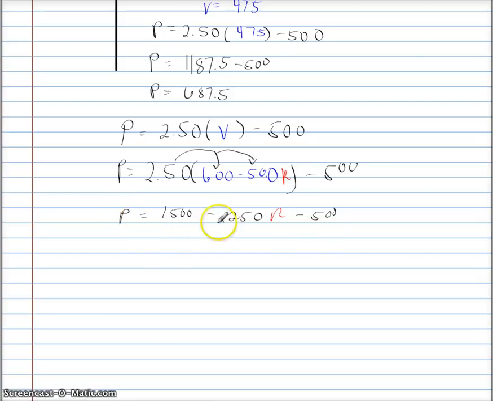Now I don't want to do this. There's so much going on. I'm going to combine this one and this one together. So positive 1500 minus 500. My profit is 1000 minus 1250 times r.